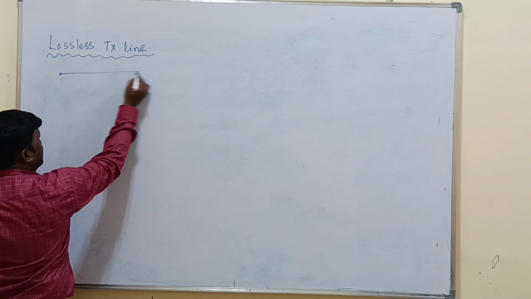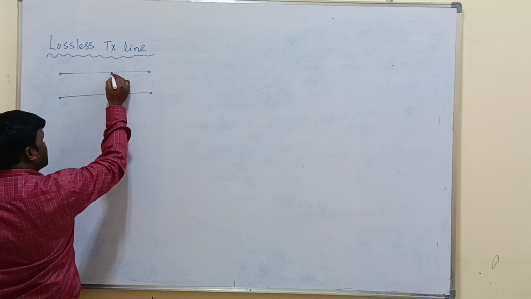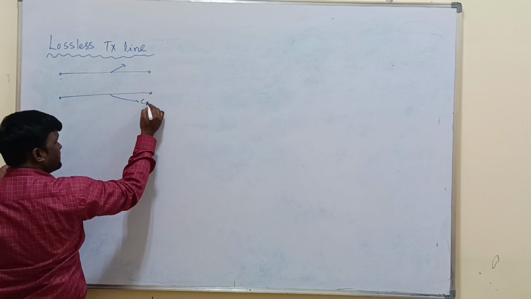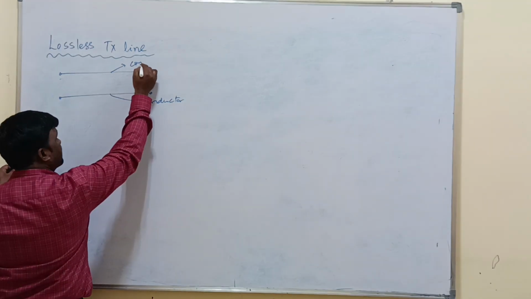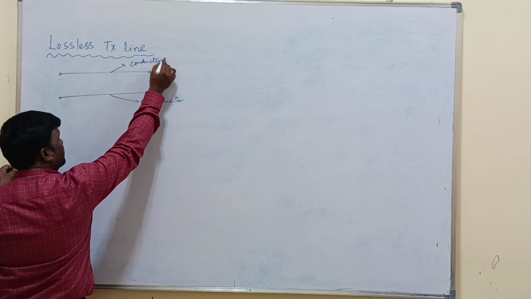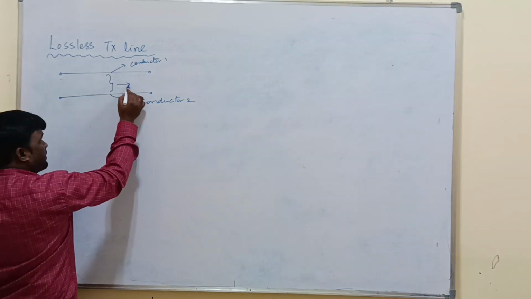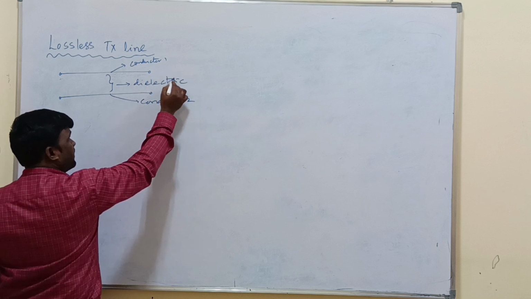To know about this, let us consider a transmission line consisting of two conductors: conductor 1 and conductor 2, separated by a dielectric medium.